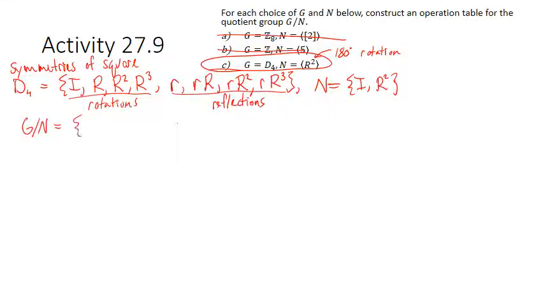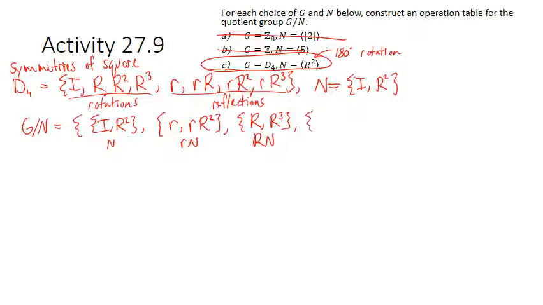Okay, so let's see if we can list them. So I'm going to have n, of course, and n is I and then r squared, so that's n. Okay, and then if I multiply another group element by those two things that are in n, like for example, if I multiply little r on the left of those, then what do I get? So I would get little r, and then I would get little r squared. Okay, so this will be little r n. And then if I multiply some other group element that I haven't seen yet, like maybe capital R by itself, if I multiply capital R by both of the elements in n, then I'm going to get capital R and then capital R cubed. So that will be this one, Rn, like that.